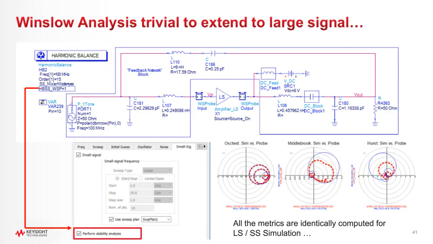Finally, the analysis is trivial to extend to large signal. So basically, when you're running a harmonic balance simulation, you can double click on it. You check a box that says perform stability analysis, and you're all set. And so I'm just showing a couple. This is an example of how hard it is or how tedious it is to do a basic large signal analysis when it's easy to just do it with the probes.